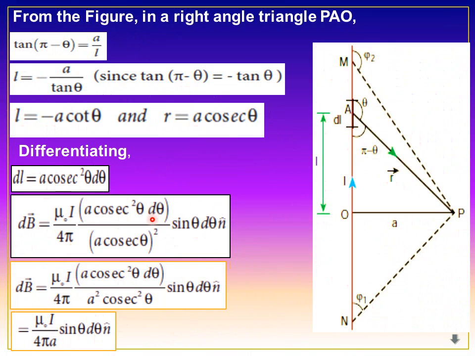Remember, again and again I am telling the corrections in the book. A cosecant square theta, not d theta. There is no d theta. So we can cancel only the cosecant square theta and this cosecant square theta. No other d theta is left behind. That's why we get mu naught I by 4 pi a into sin theta d theta n cap. Here the sin theta d theta n cap is given from here.